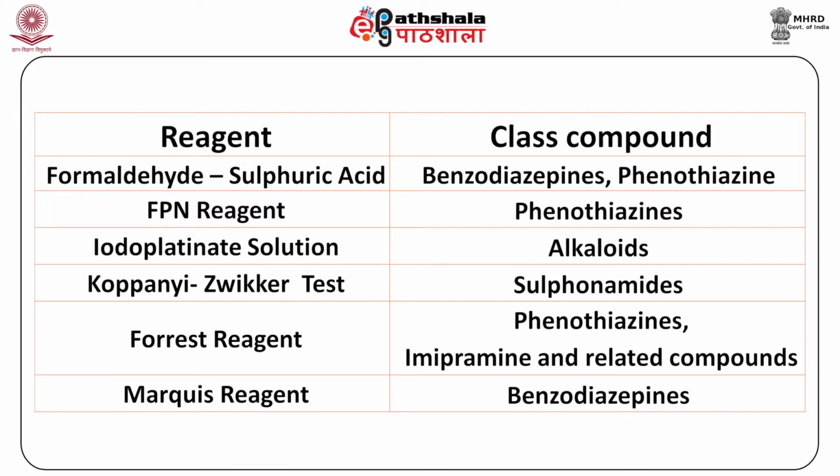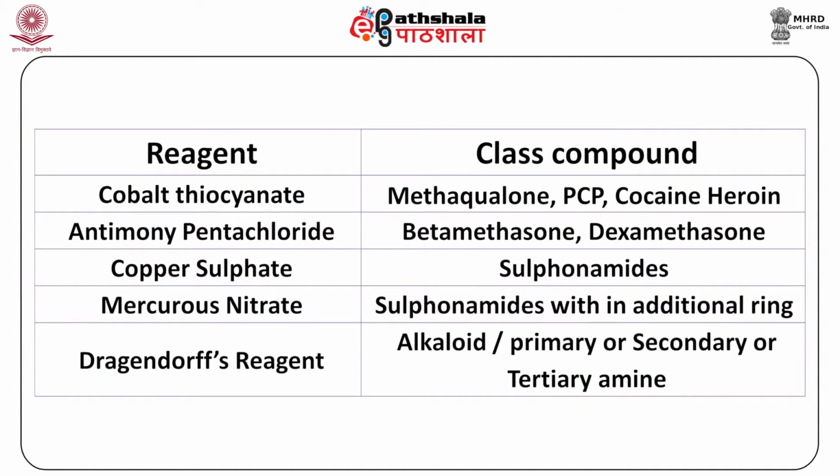For Forrest reagent, it is phenothiazines, imipramine and the related compounds. For Nyquist reagent, it is benzodiazepines. For cobalt thiocyanate, it is methaqualone, PCP, cocaine and heroin. For antimony pentachloride, it is betamethasone, dexamethasone. For copper sulphate, it is sulfonamide. For mercurous nitrate, it is sulfonamide with an additional ring. For Dragendorff's reagent, it is alkaloid or primary, secondary or tertiary amine.